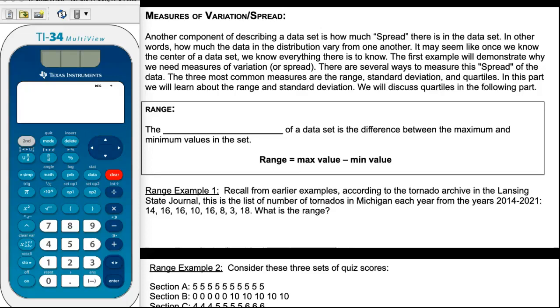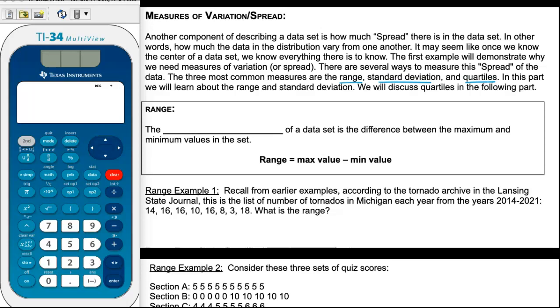In this video, I'm going to talk about measures of variation, spread, particularly the range. There are three types of variation and spread: the range, standard deviation, and quartiles. These are a nice complement to the measures of central tendency, so the mean, median, mode, and mid-range that we talked about in previous videos.